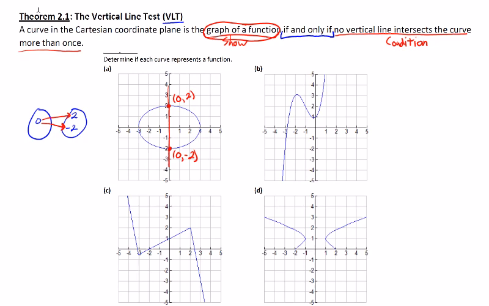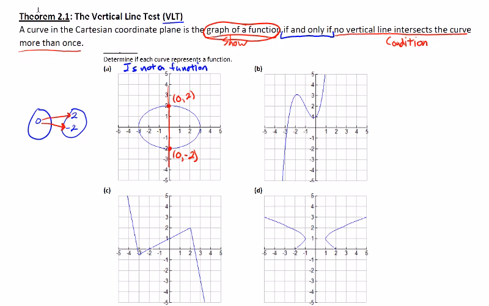So I didn't want you just to memorize the vertical line test as a rule. I want you to understand why it is this rule. It's because it's based off of the function definition. So here's evidence of why it works. So the conclusion here is that this is not a function. That's our conclusion. Let's look at B.